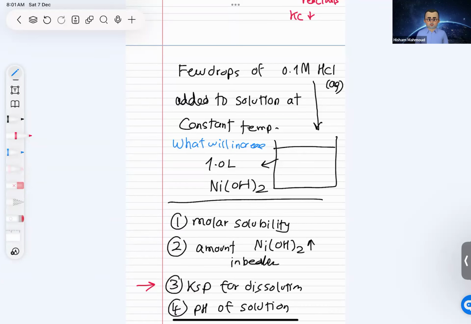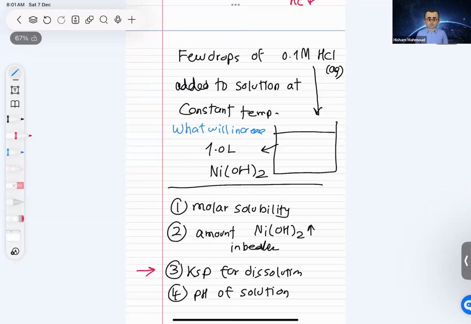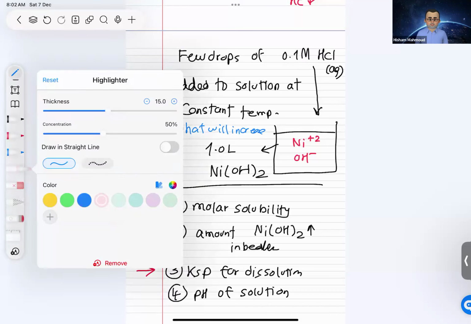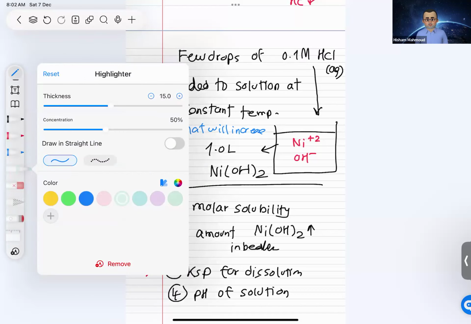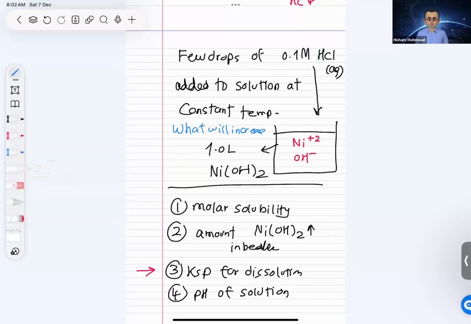Okay, let's see what our solution contains, Miriam. What does the solution contain? It contains nickel ions and it contains hydroxide ions. When the HCl goes into the solution, it forms H+ and Cl-. The H+ reacts with the OH-, and forms water. This is like a neutralization. So acid and base, this HCl reacts with the OH and forms water.